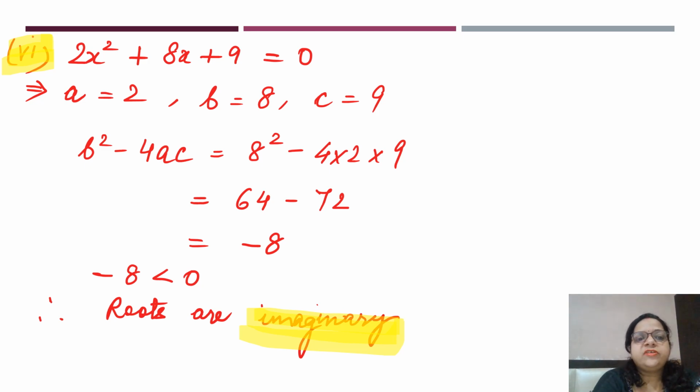Coming to the sixth question, children, from the first question, this is the sixth part. The question says 2x square plus 8x plus 9 is equal to 0. The value of a is equal to 2, b is equal to 8, and c is equal to 9. b square minus 4ac is equal to 8 square minus 4 into 2 into 9, which is 64 minus 72, equal to minus 8. Since minus 8 is less than 0, therefore the roots are imaginary. They are not real.